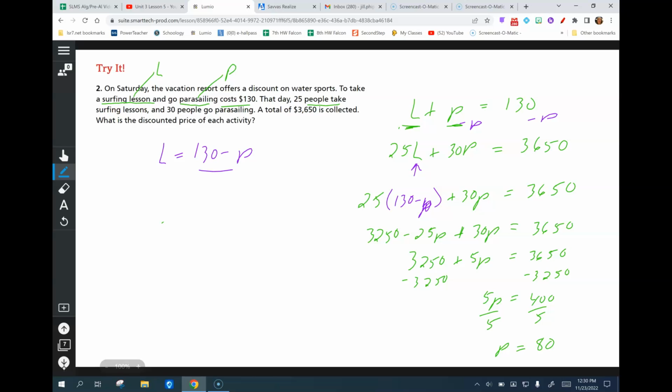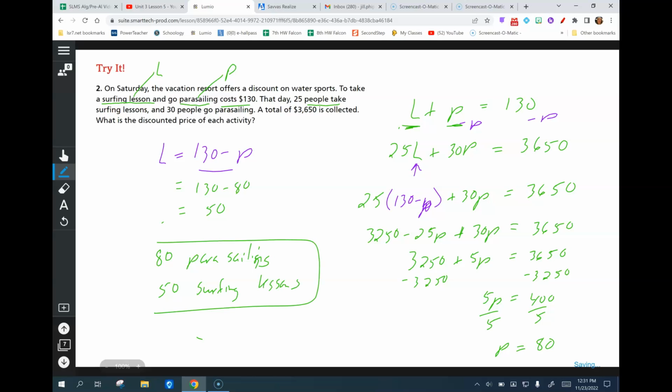So what that means is that there were 80 that went parasailing. And now I'm going to plug that in to get how many took lessons. So I'm going to take 130 minus 80. That's, of course, 50. So I had 50 that took surfing lessons. But you see, the hard part about word problems is setting up the equations. Well, now that we get to have two variables, it's a piece of cake. We'll keep practicing word problems, but they'll actually be almost fun because they're not so difficult now.